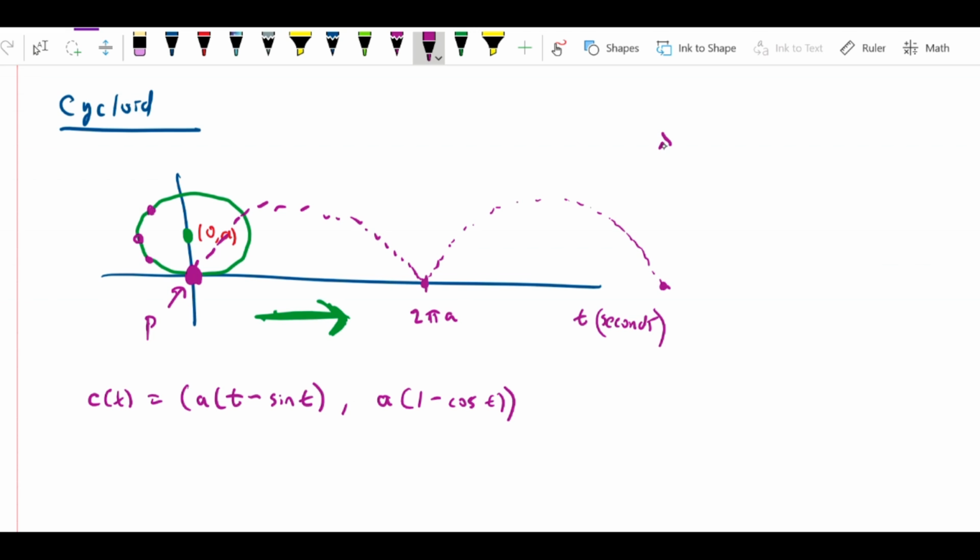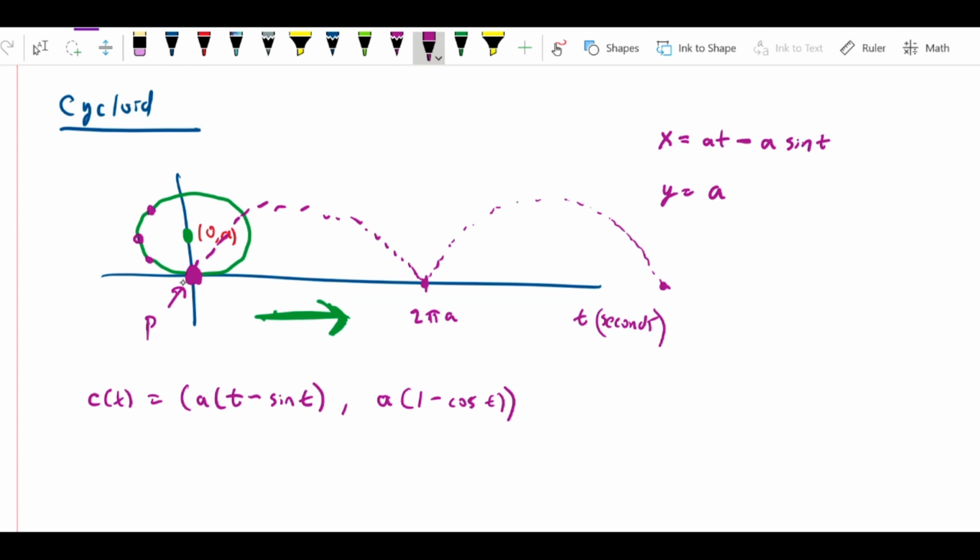So the x position of the dot is going to be a t. In other words, that's the position of the center of the circle as it rolls to the right. And then, sorry, it is minus: it's a t minus a sine of t. And then for y, the vertical position of the center doesn't move at all, so that's just going to be a.